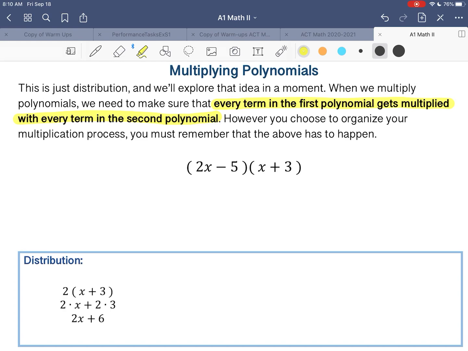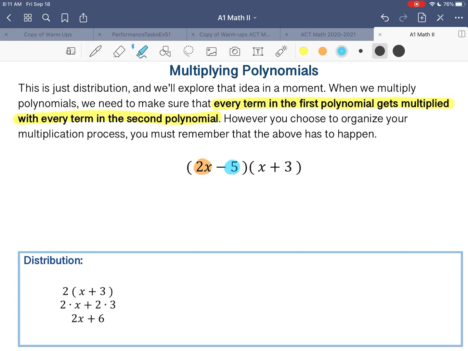I am going to teach you the way that I prefer. This is the way that I do it. But if you're curious about a different method or a different way to organize this math, I can certainly teach you the other ways. The rule, though, is that I don't care how you organize your math, just that every term in the first polynomial gets multiplied with every term in the second polynomial. This is just distribution, and I'll talk about that in just a second.